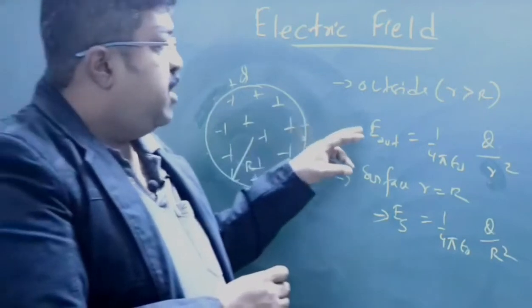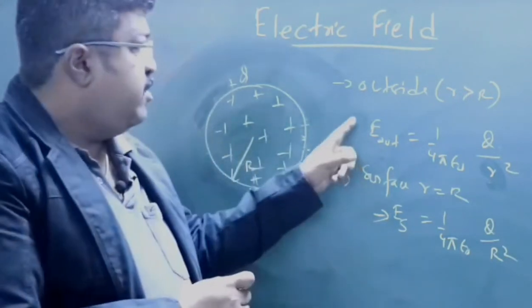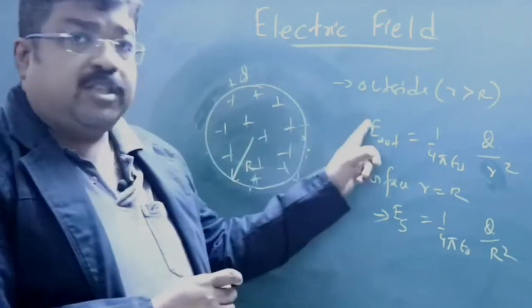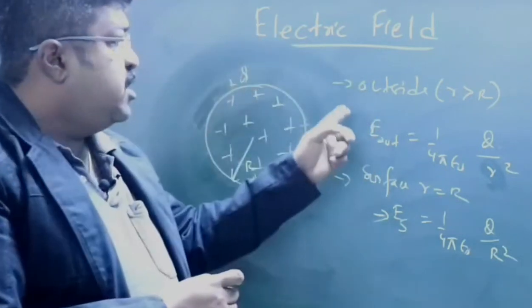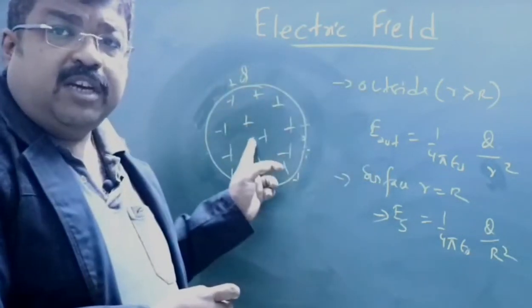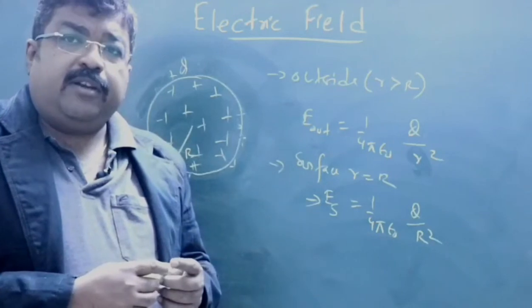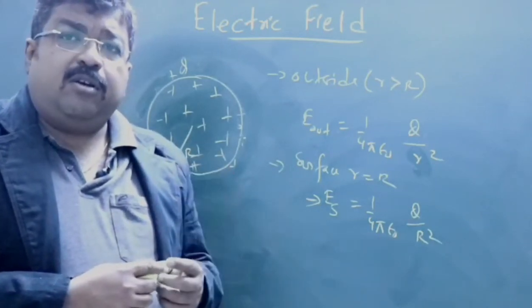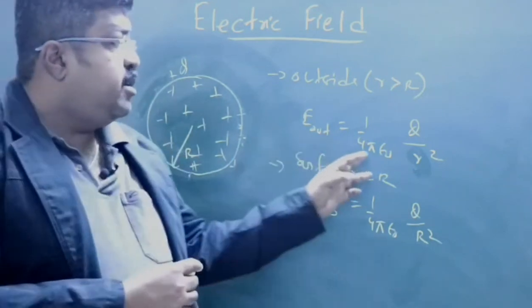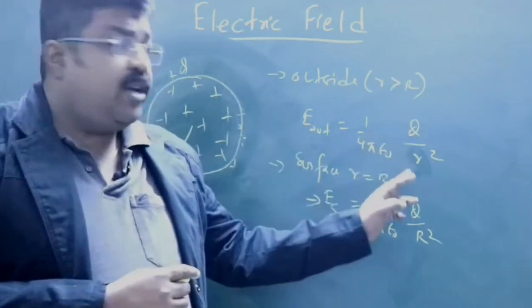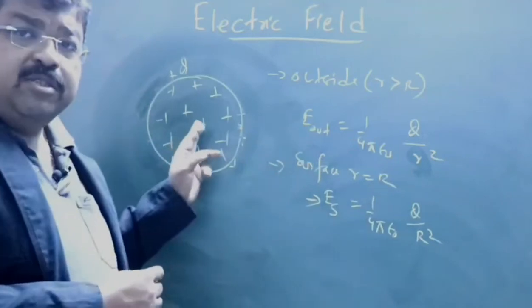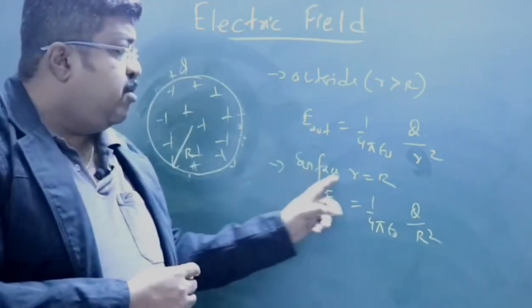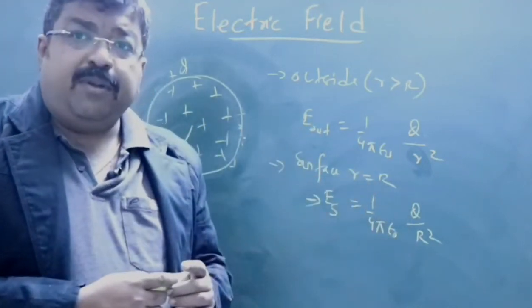Now, the behavior of electric field intensity outside: if the point of observation is outside and I draw a Gaussian surface, inside the Gaussian surface again you will have charge Q. So the behavior of electric field intensity outside the solid sphere will be same as that for a spherical shell. So outside you will get 1 by 4 pi epsilon naught Q by r square, where small r is the distance from the center to the point of observation. Similarly on the surface you will have the same result as in the previous case.